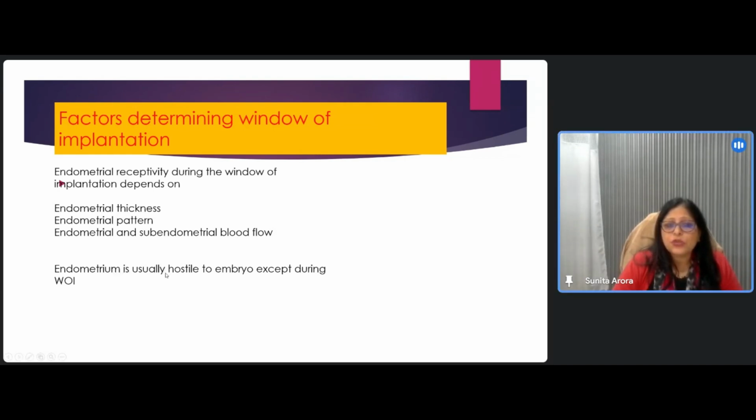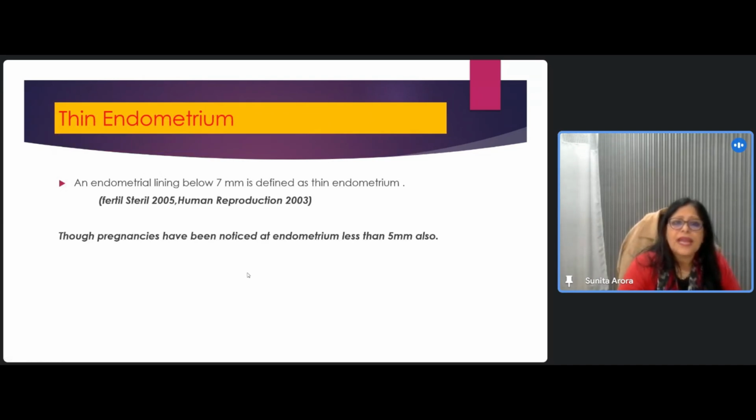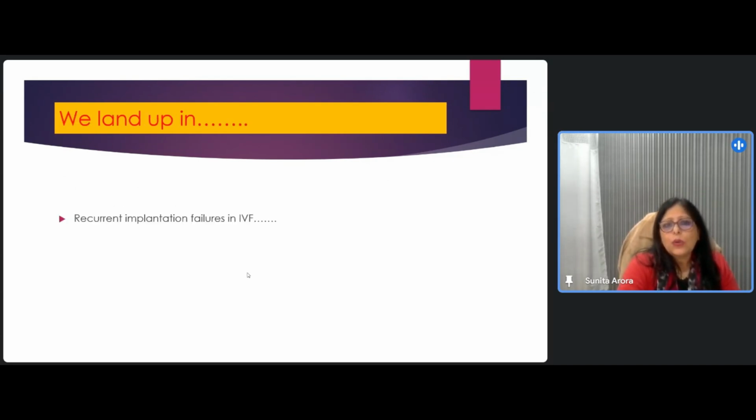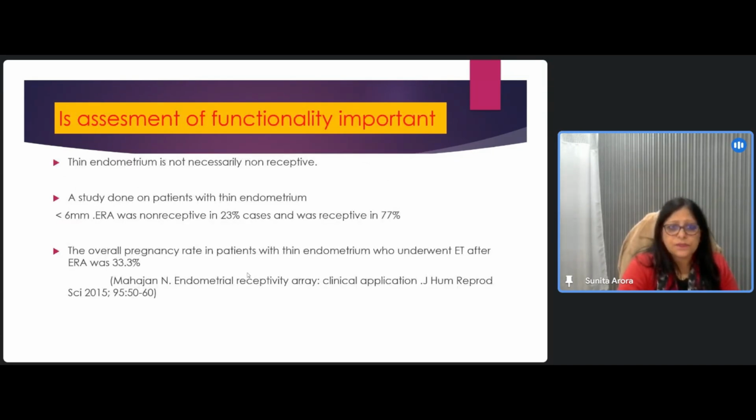And endometrium is usually hostile to embryo except during the window of implantation. So I'm not going into details of what is thin endometrium. Literature does say that even less than 5 mm, 6 mm should be labeled as thin endometrium, but 7 and more than 7, you can go ahead with embryo transfer. So functionality of endometrium is also equally important.